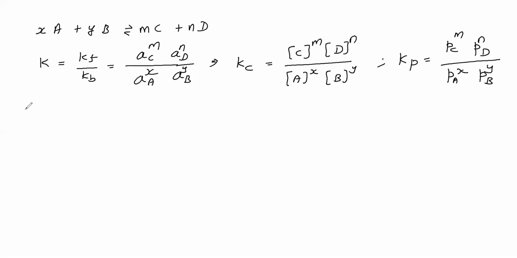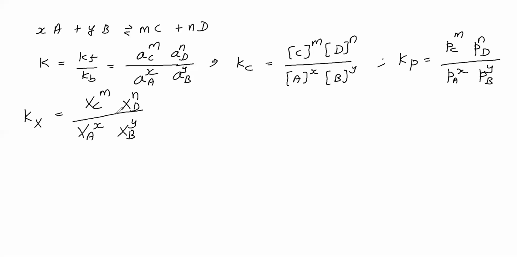Next we will say equilibrium constant in terms of mole fraction. Now the active mass of C means mole fraction of C, power m, which we have written. Active mass of D is mole fraction of D power n, active mass of A is mole fraction of A power x, active mass of B is mole fraction of B power y. This is called equilibrium constant in terms of mole fraction.